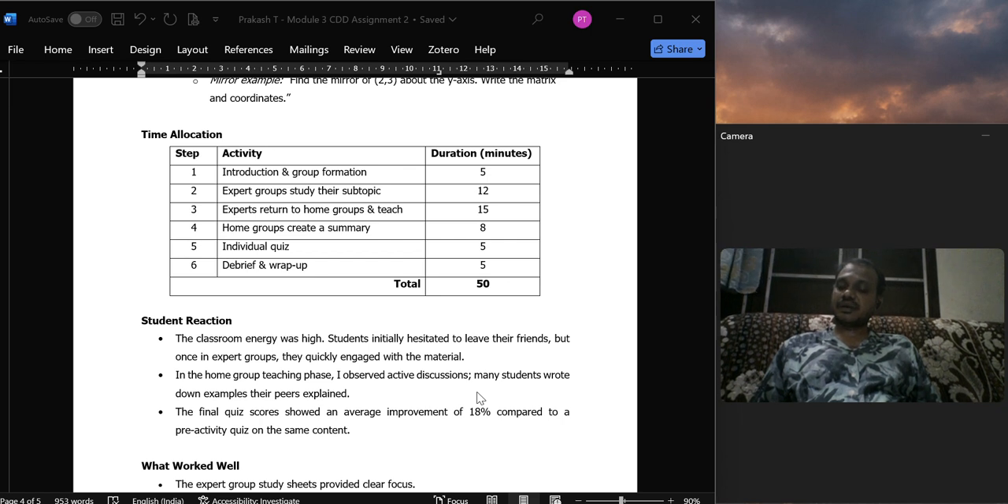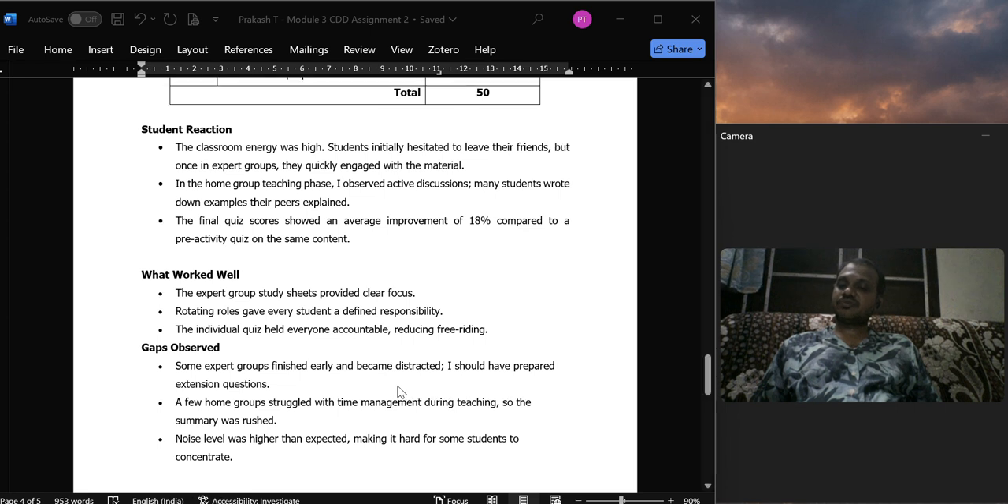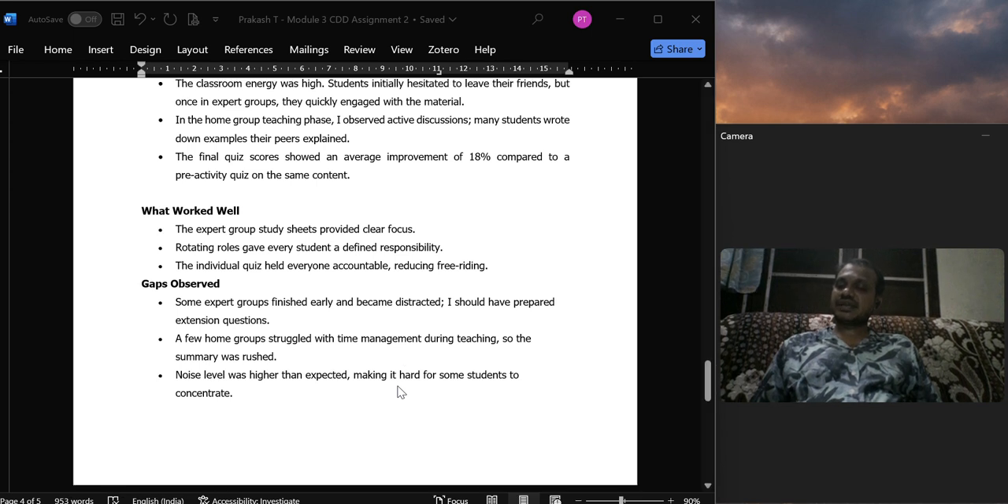So what worked well? The expert group study sheets provided clear focus. Rotating roles gave every student a defined responsibility. The individual quiz held everyone accountable, reducing free riding. And what were my gaps? Some expert groups finished early and became distracted, so I should prepare extension or advanced questions. A few home groups struggled with time management during teaching, so the summary was rushed. Noise level was higher than expected, making it hard for some students to concentrate.